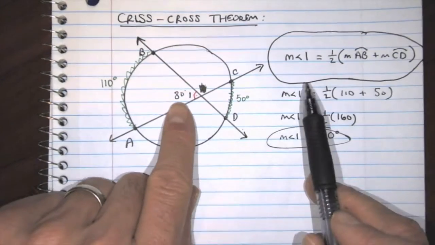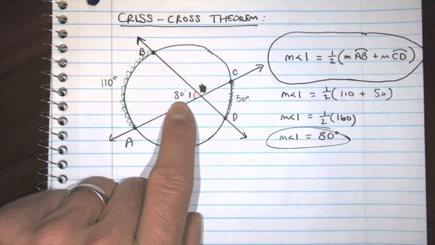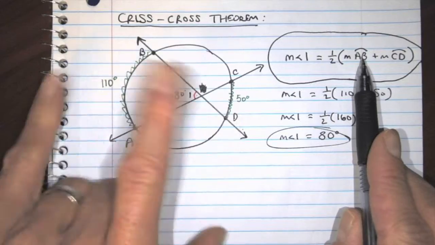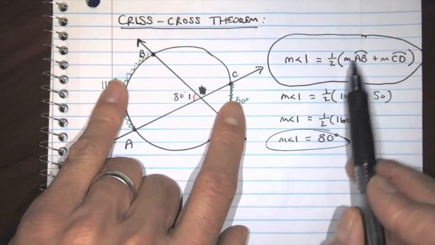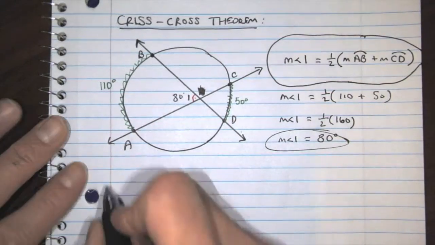Like I said, crisscross theorem, once you work with it a couple times, it really kind of comes naturally. It comes fast. This angle, 80 degrees, is going to be 1/2 of these two added together. So if you add these two together, cut it in half, you get that angle. That's the crisscross theorem, folks. Let's try this.